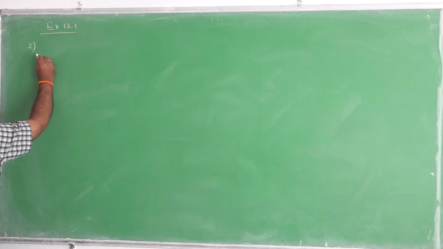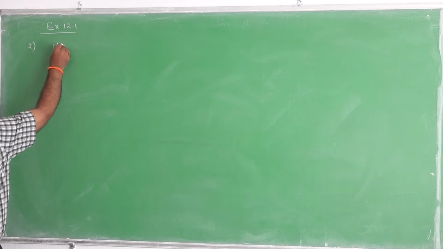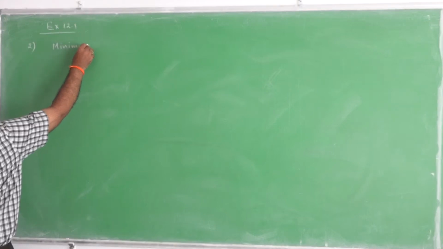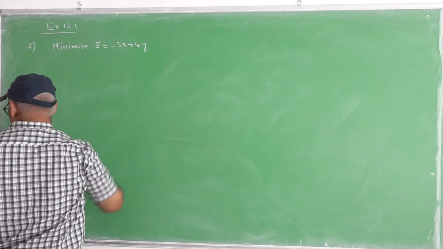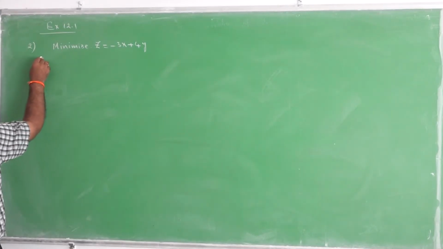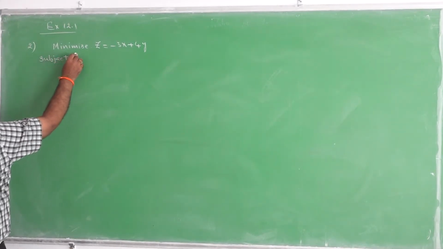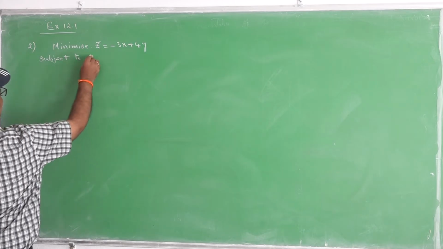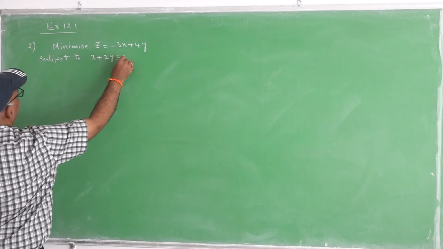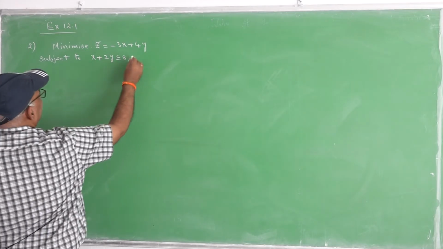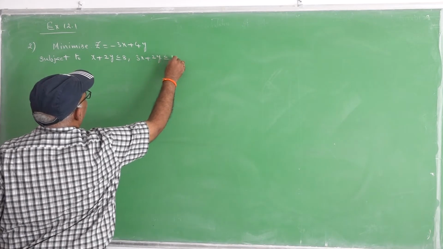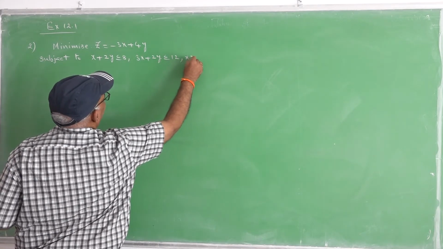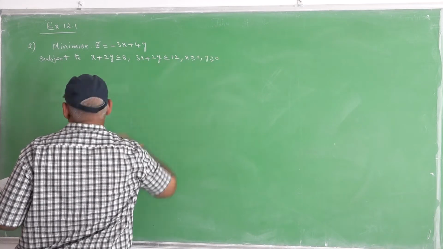Second problem, problem number 2. Minimize z equal to minus 3x plus 4y subject to x plus 2y is less than or equal to 8, 3x plus 2y is less than or equal to 12, x greater than or equal to 0, y greater than or equal to 0.